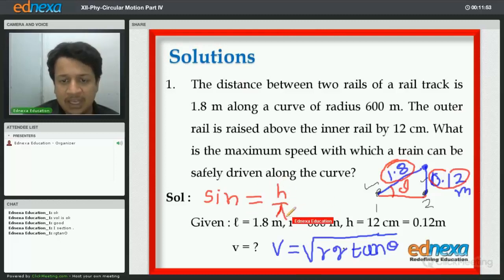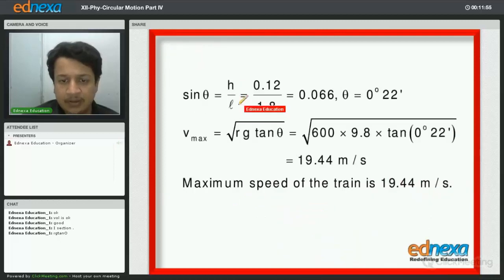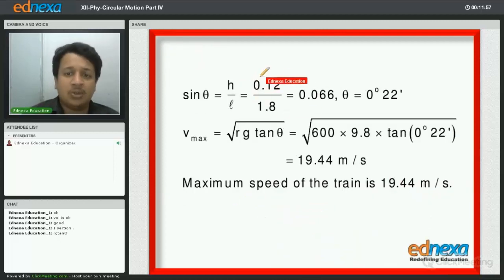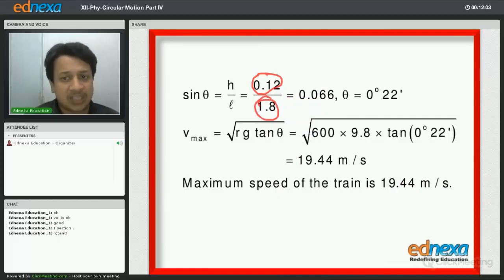So by using this formula h by L and putting in the values, 0.12 divided by 1.8, when you divide, your answer is 0.066. But it is sin theta. Theta is sin inverse 0.066. So theta is equal to 0 degree 22 minutes. Now we have theta.